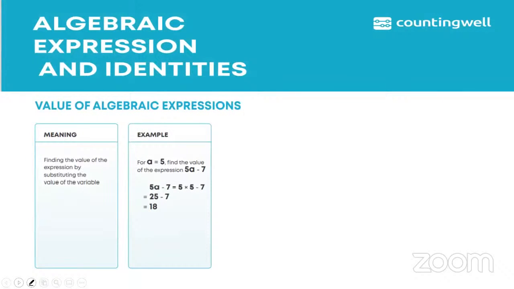Let us see the value of algebraic expressions. We find the value of an algebraic expression by substituting the value of the variable. So here we have the value of an algebraic expression given the value of a variable. For example, if you want to find the value of a minus 7 for a equals 5, then what we are going to do? We are going to substitute a as 5. And so we have 5 into 5, 25 minus 7 equals 18. Okay.